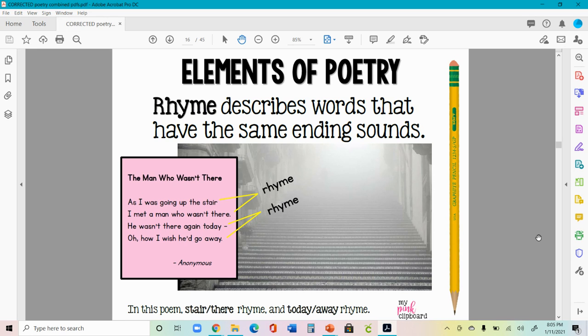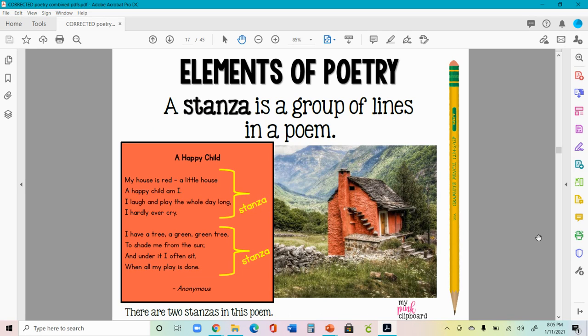So stair and there rhyme, today and away rhyme. A stanza is a group of lines in a poem, just like we're reading in a book, fiction or nonfiction, or in an article. We're looking for chunks of main ideas or chunks of same topic. And those are called paragraphs in a book or an article. But in a poem, they're called stanzas.